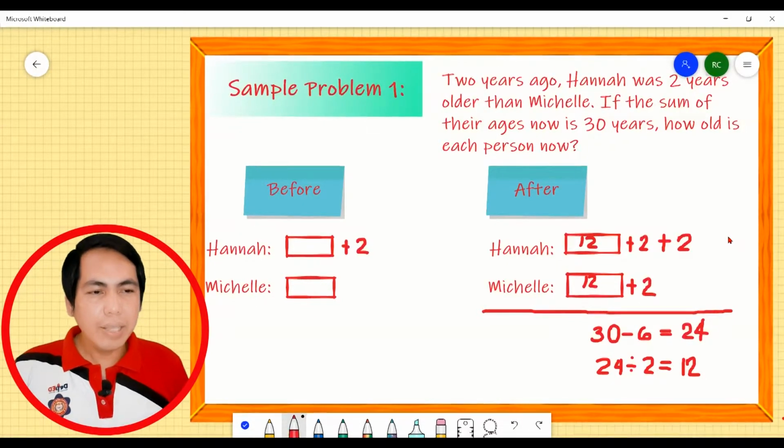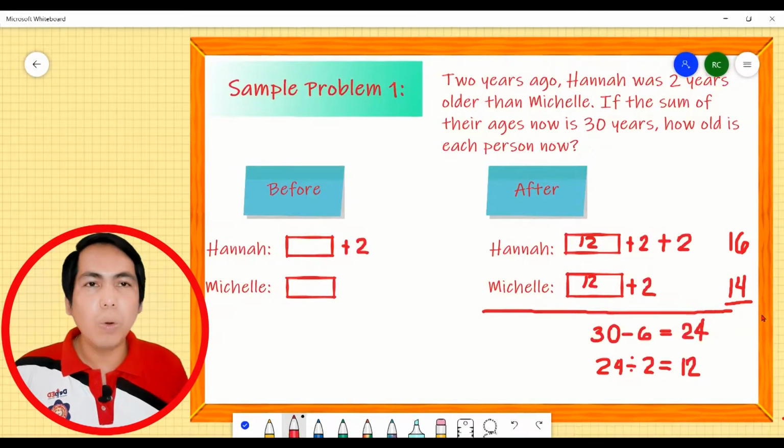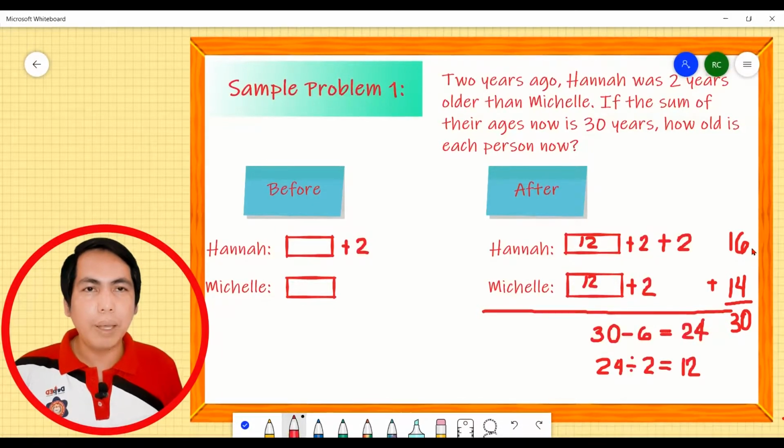So Hannah's age now is 12 plus 2 is 14 plus 2 is 16, while Michelle is 14 years old, to give us a total of 30 years as the sum of their ages. So meaning to say that we have answered the problem correctly.